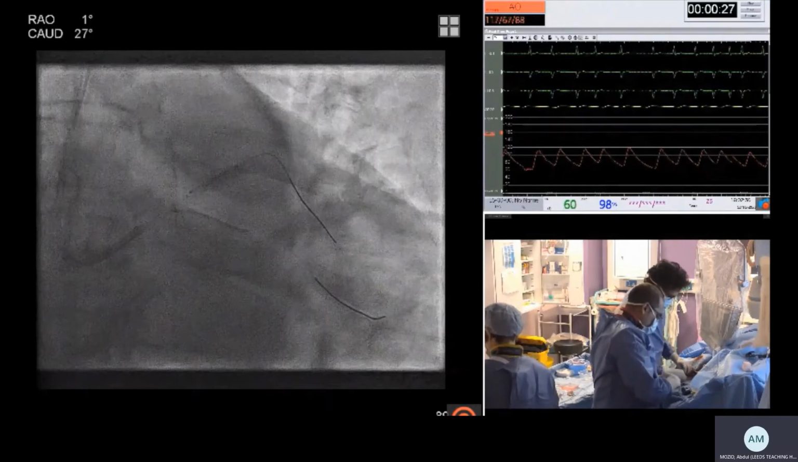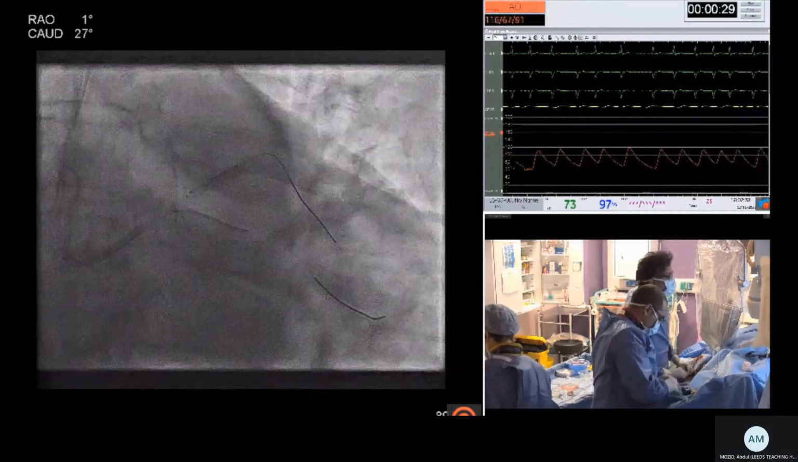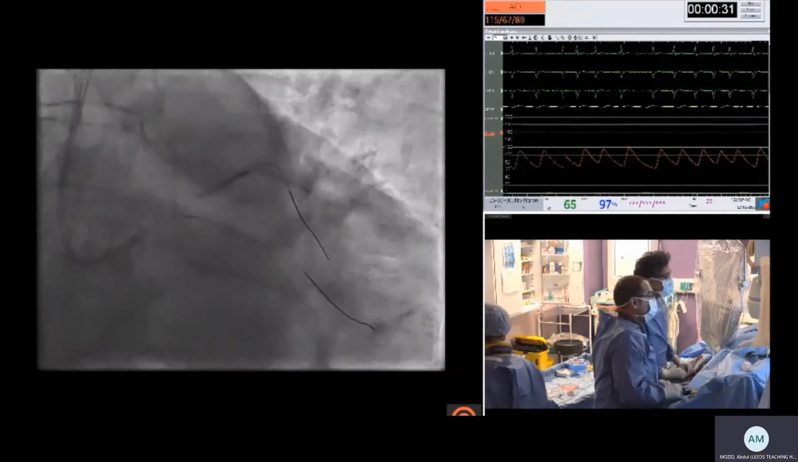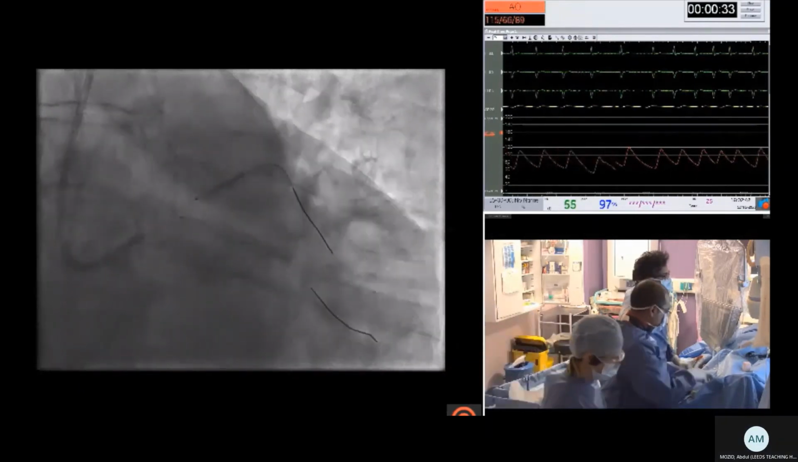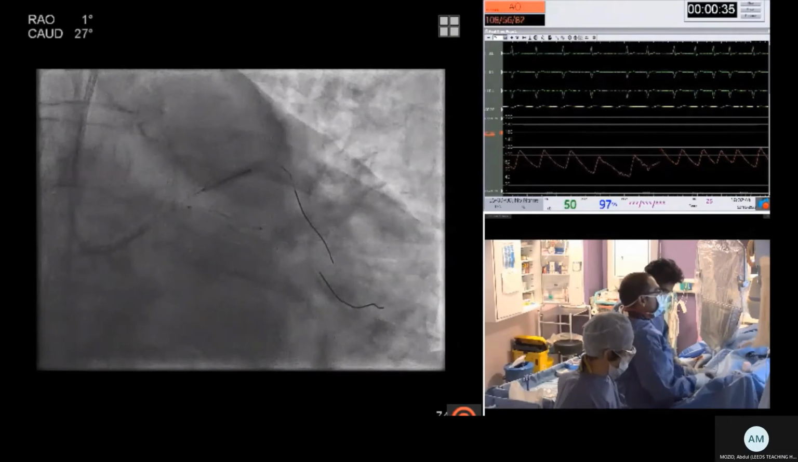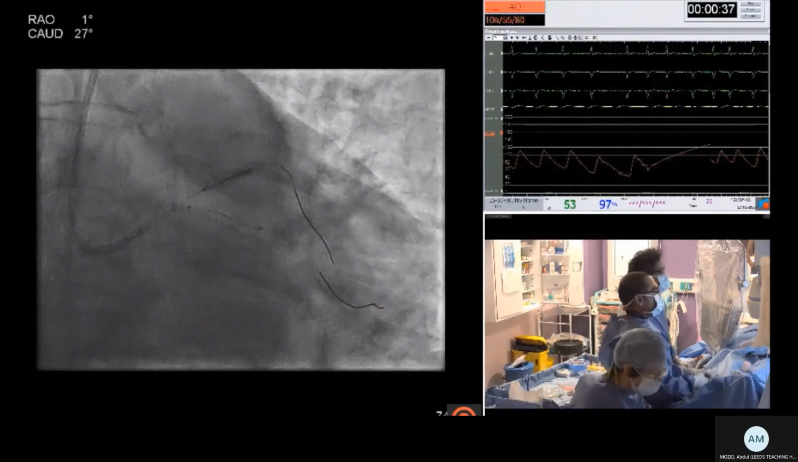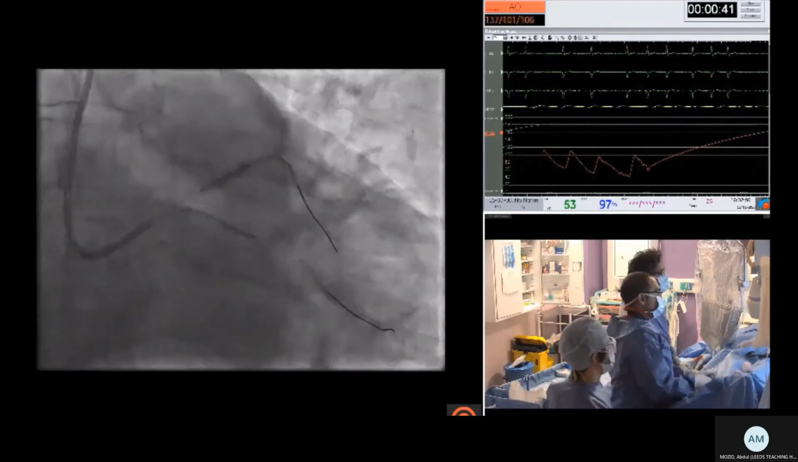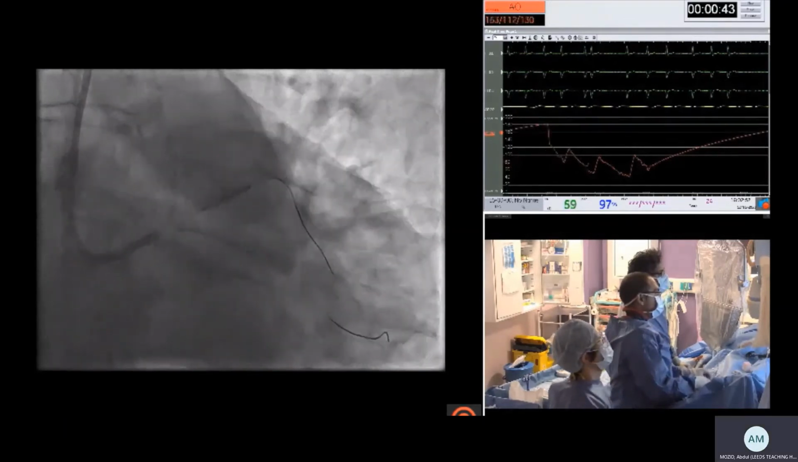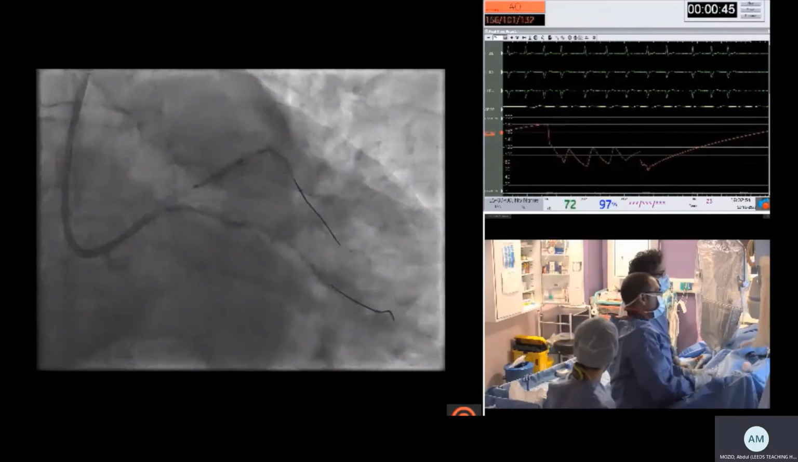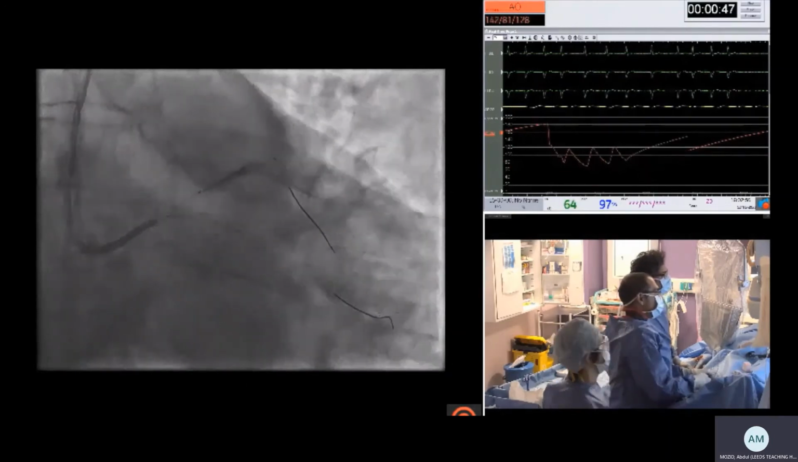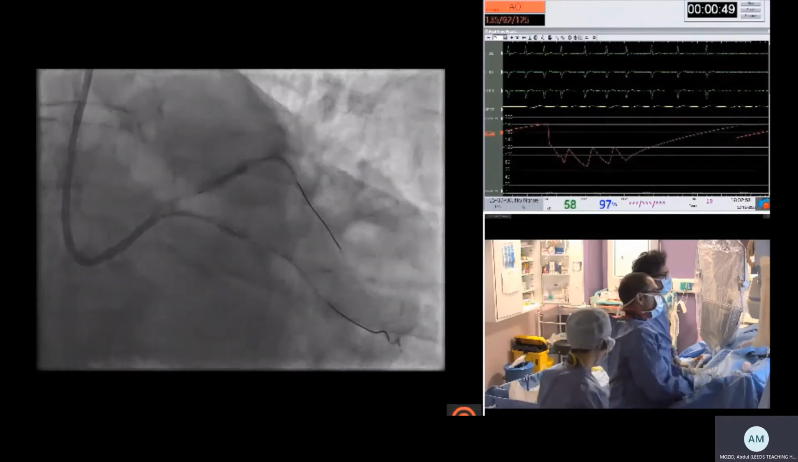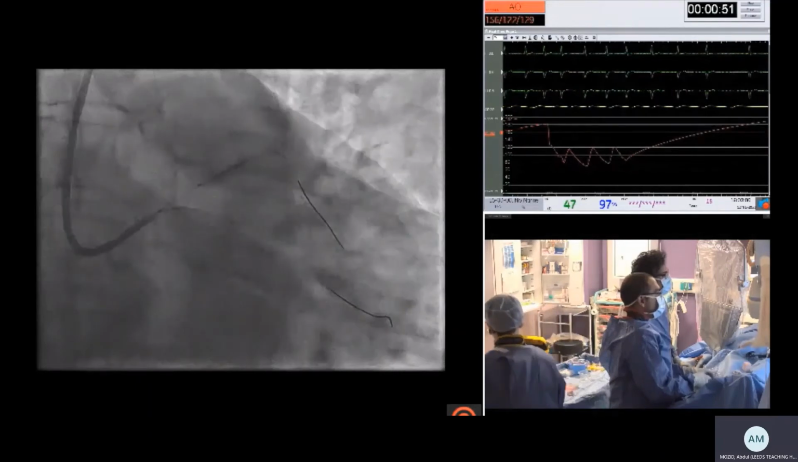So the diagonal wire has now been removed. And the plan is to first deploy the circumflex stent with one or two struts in the left main stem.